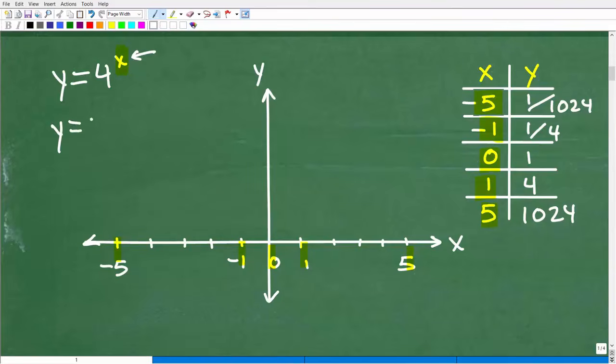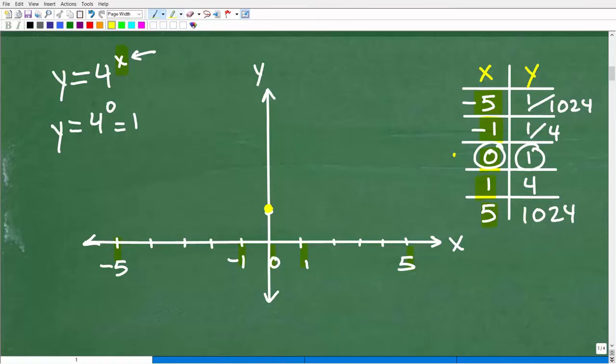So let's start off with when x is 0. So 4 to the 0 power is what? Well, anything to the 0 power is 1. So when x is 0, y is 1. So this corresponds to the point (0, 1). That's on our graph, okay? So that would be right here. There is (0, 1). So let's plug in that little point right there.